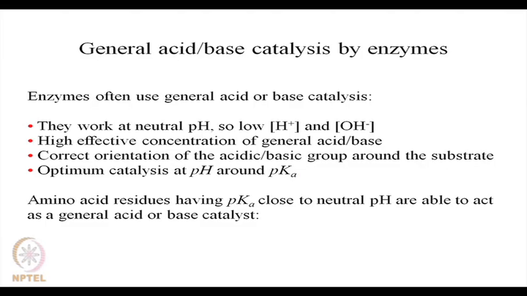Now, these enzymes work at neutral pH, so there is low H plus or low OH minus concentration. That gives a high effective concentration of general acid or base. Since H plus and OH minus are low, the effective concentration of other general acids or general bases is effectively high.